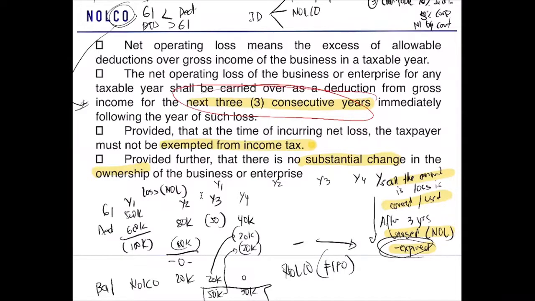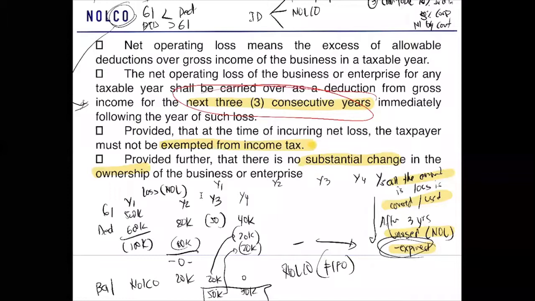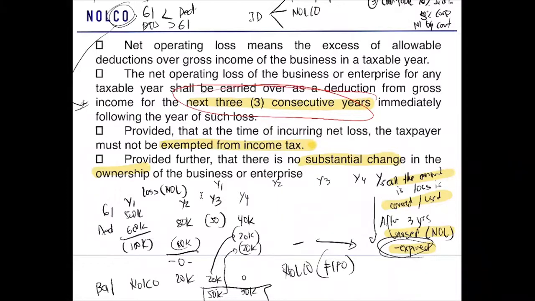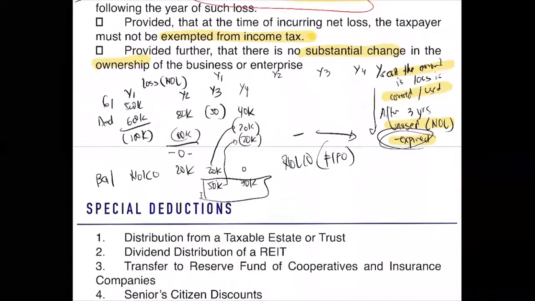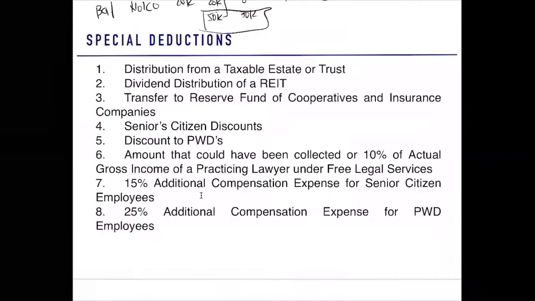Okay? So we're done now with your 2 types of itemized deductions, NOLCO and itemized deductions based on actual expenses. So for NOLCO, just take note, net operating loss, but it will be carried over. Carried over for how many periods? 3 years. 3 consecutive years. After 3 years, it is already expired. We go now to your special deductions.